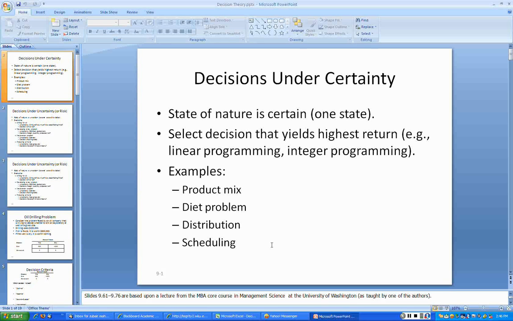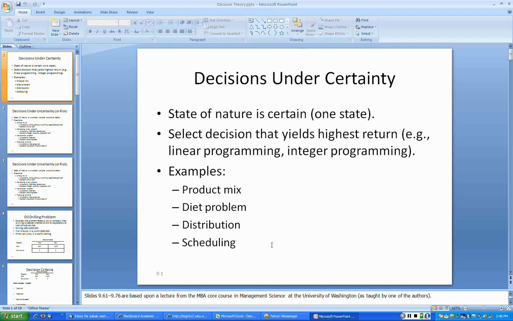In other words, if you look at the context, some of the information that you have is known for sure. That is the decision making under certainty. In some cases the context is you have some information available, but you are not sure about the reliability of that information. So that is the decision making under uncertainty.